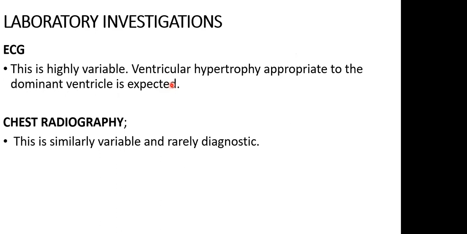So the ECG is highly variable. We have ventricular hypertrophy depending on the dominant ventricle. If it's the left ventricle, you notice left ventricular hypertrophy. If the right ventricle is the dominant ventricle, you have features suggestive of right ventricular hypertrophy. And the chest radiograph is similarly variable and is rarely diagnostic.